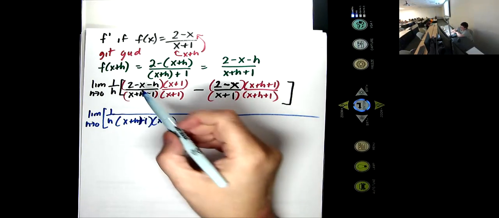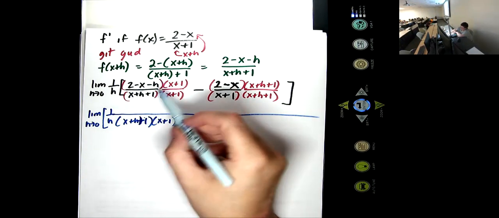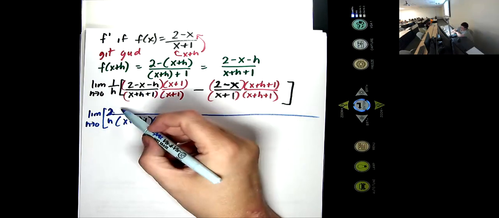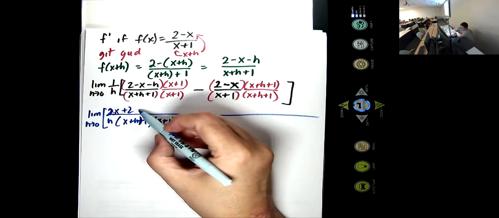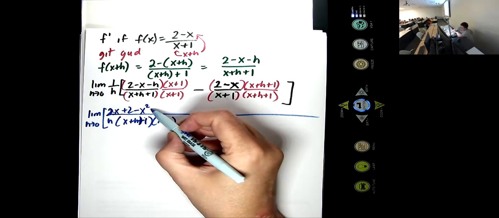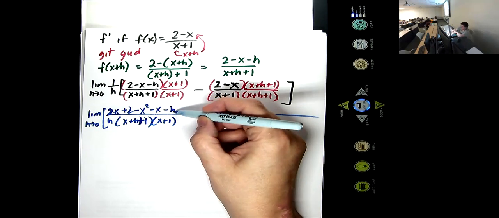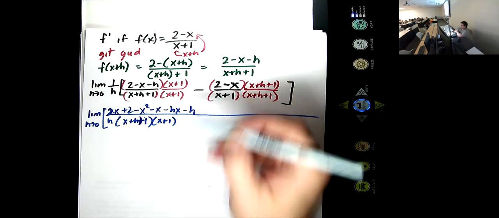So this is just a slow grind. I'm going to distribute the 2. I've got 2x plus 2. I've got negative x squared minus x. And I've got negative hx minus h.